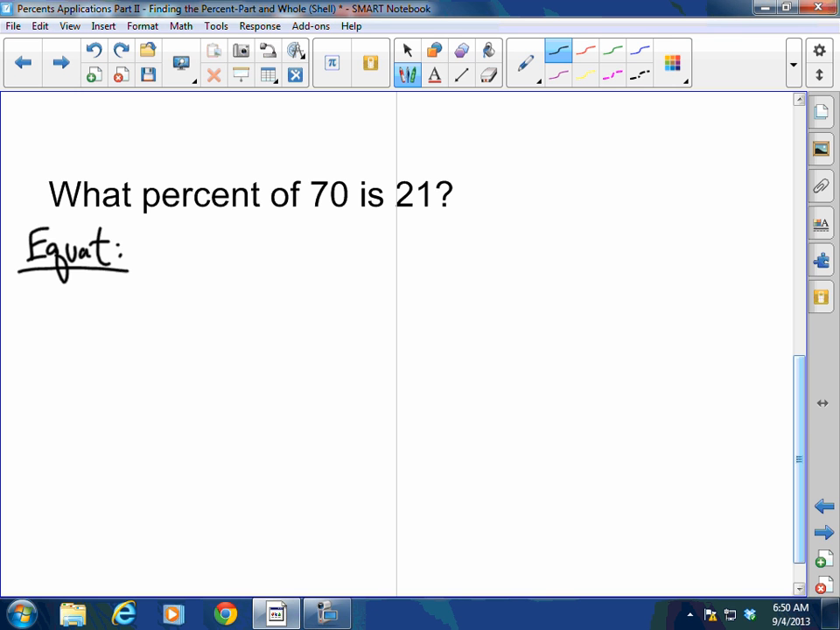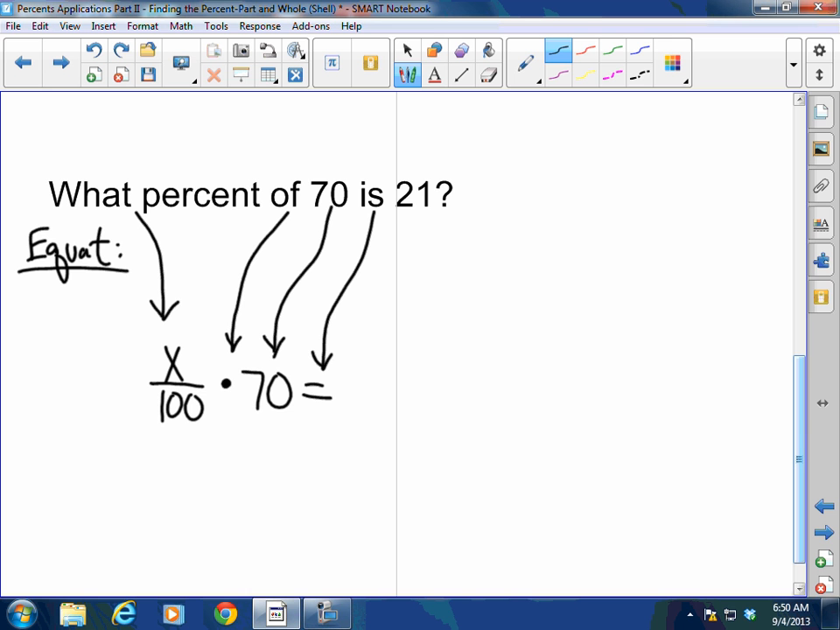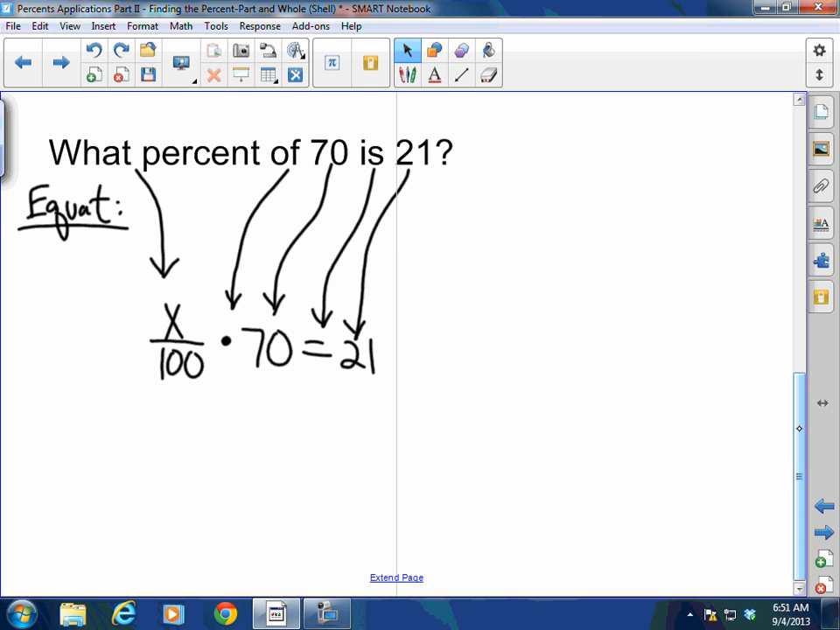Okay, what percent of 70 is 21? So let's just focus. What percent, x over 100, of means multiply times 70, drop the 70, is means equals 21. Okay? Now, remember we learned how to multiply fractions. Okay, we learned this for a reason. We're going to apply fractions, believe it or not, throughout your mathematical career. So we're going to have to perform some fraction work here to make our lives easier.